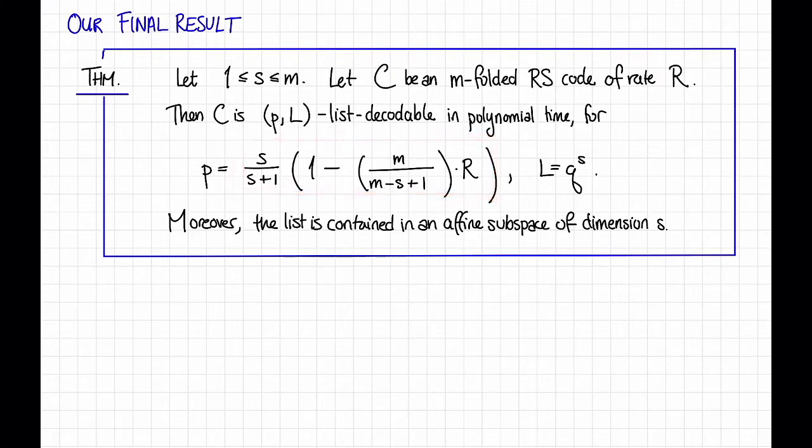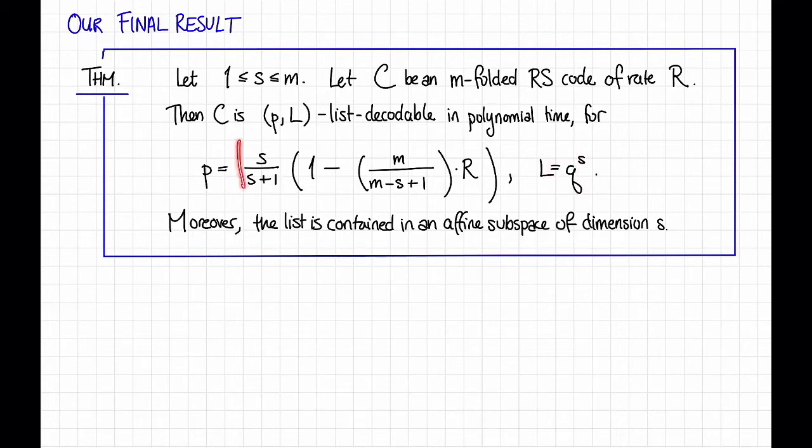and the list size L is at most q to the s. Moreover, the list happens to be really structured, not just does it have size at most q to the s, but also it's contained in an affine subspace of dimension s. Here, q is the field size for the original Reed-Solomon code.